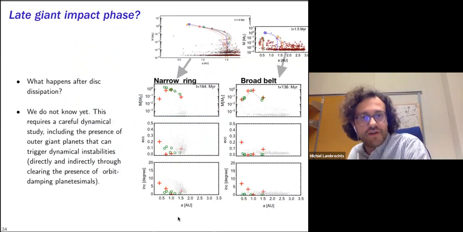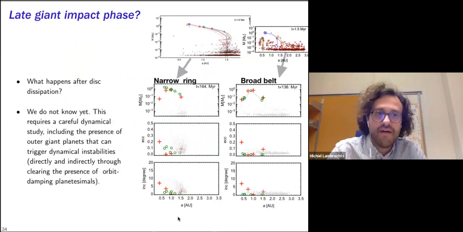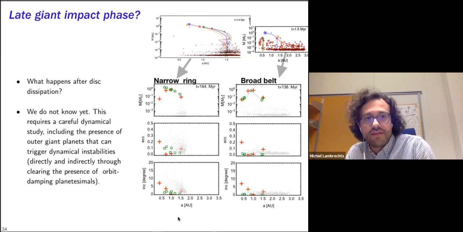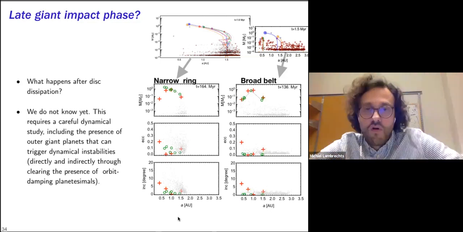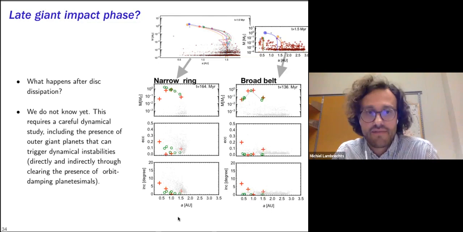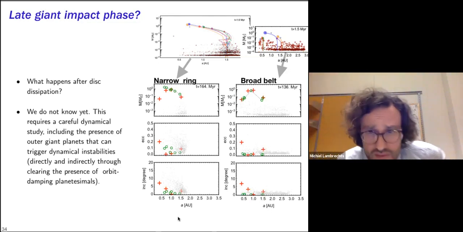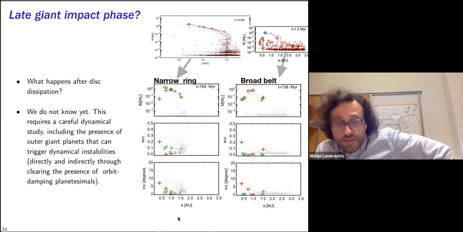Just before we start wrapping up, I want to say a few words about the late giant impact phase. So you form these terrestrial-like systems. What happens next? Well, that actually is, in the context of the solar system, not so easy to answer. The short answer is we don't know.